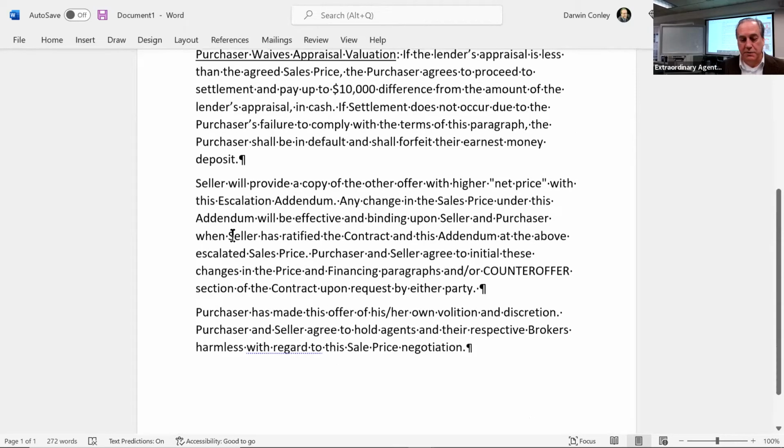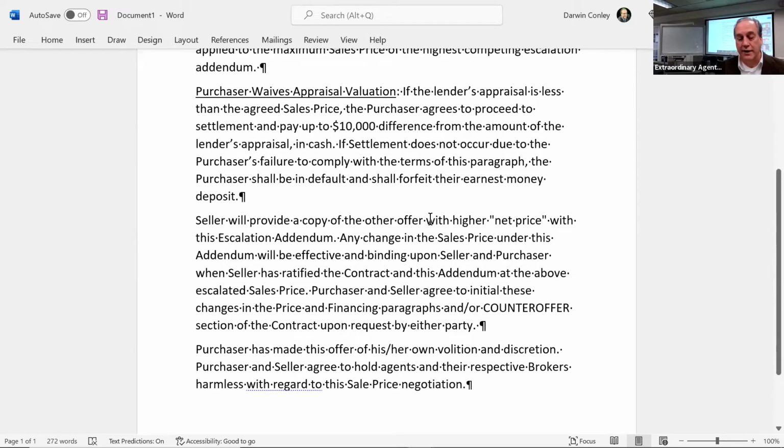Then the simple part, seller will provide a copy of the other offer with higher net price with this escalation addendum. Any change in the sale price under this addendum will be effective and binding upon seller and purchaser when seller has ratified this contract and this addendum at the above escalated sales price. I think that's pretty much simple. It says it's binding as soon as we say yes to it.